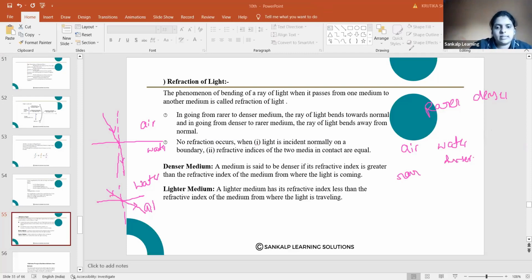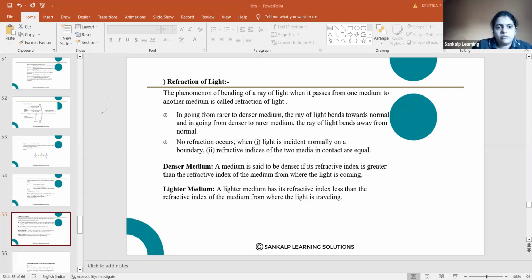If you are not understanding this, I'll explain the laws of refraction, then I'll tell you what is this rarer medium and what is this denser medium. The laws of refraction are defined like this. I'll consider the surface. This is my incident ray and this is the normal drawn, and here is my refracted ray. So the incident ray, the refracted ray and the normal are drawn. This is called the angle of incidence and this is called the angle of refraction.